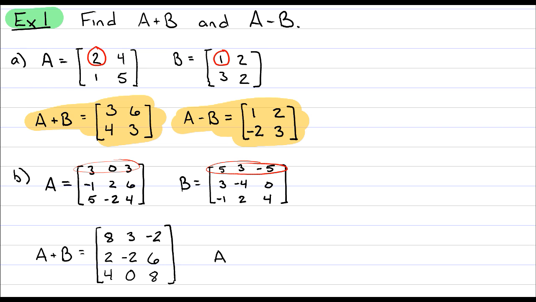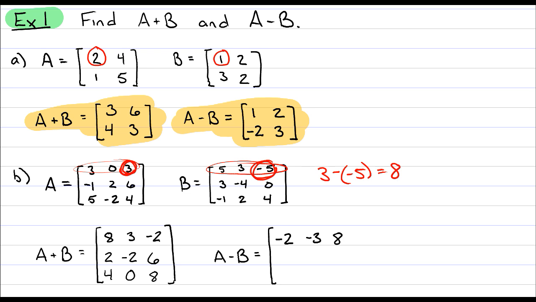Now, A minus B is a little bit trickier. This is kind of what I was referring to a bit ago. Moving across the first row, initially I have 3 and 5. So 3 minus 5 gives me negative 2. Then I have 0 minus 3, which is negative 3. Now, here's where I need to be careful. In this last entry, I have 3, but I'm subtracting from that minus 5. 3 minus negative 5 would be 3 plus 5, which is 8. So my last entry here is 8.